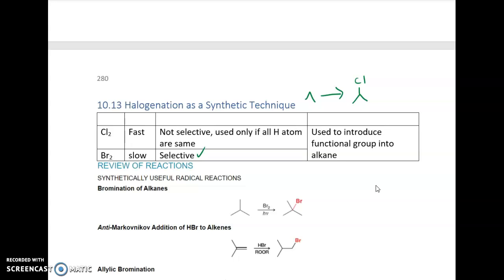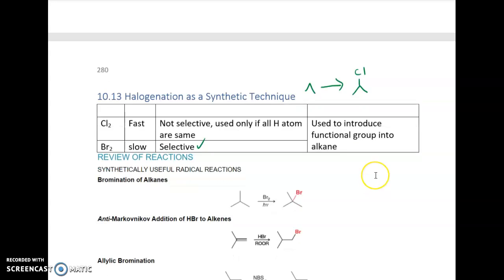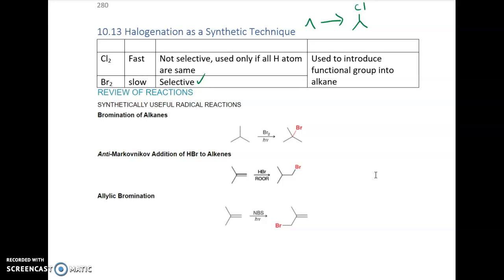Okay, so in this chapter we had 3 synthetically useful radical reactions. We had the bromination of an alkane. We had the anti-Markovnikov addition of hydrogen bromide to alkenes, which we actually used before, but we didn't understand the mechanism. And we have allylic bromination, where we have a bromine added at a carbon that is 1 away from a double bond. So you have made it through the entire chapter. Congratulations.